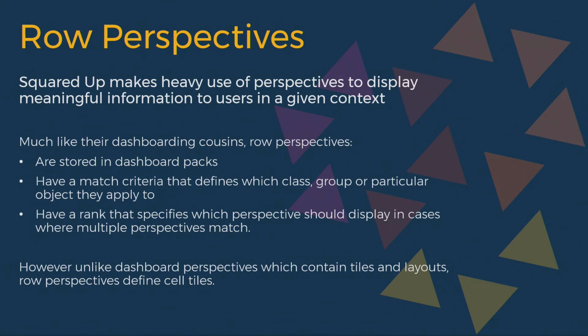So the ranks start from 0. So if you've got something reasonably generic, you obviously can give that a low rank. So maybe 0 to 100 are your generic perspectives. And then you go from there, the more specific, the higher the rank, basically.